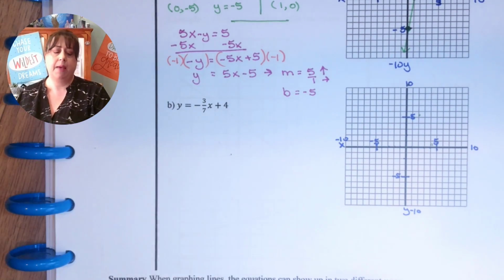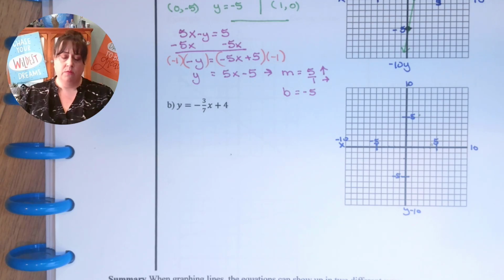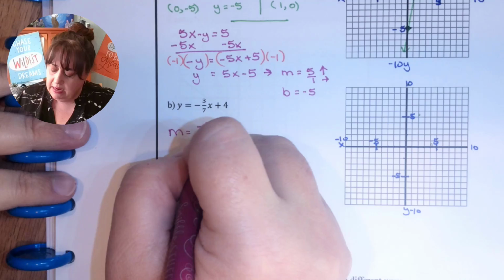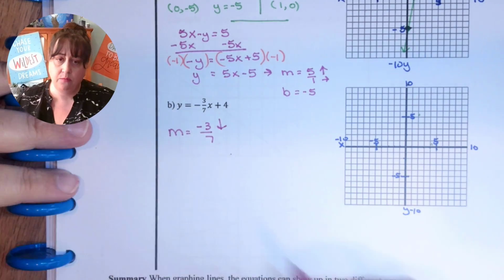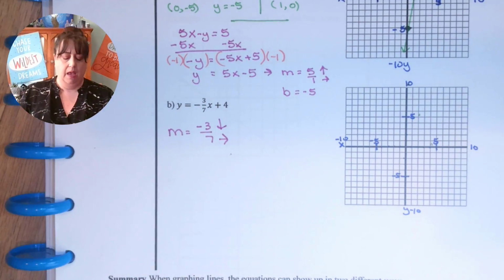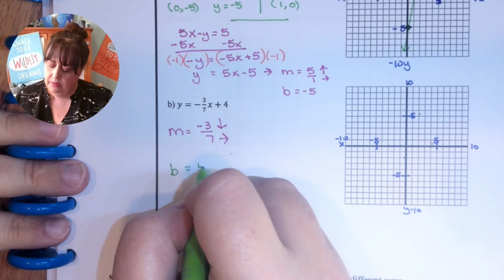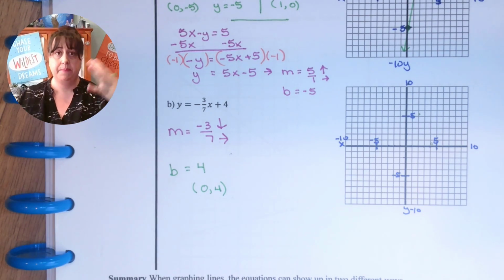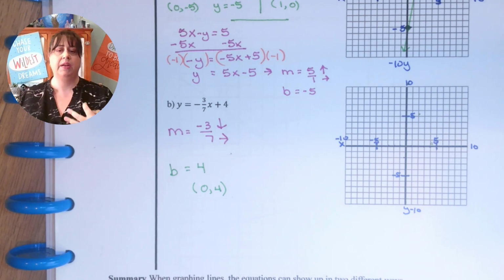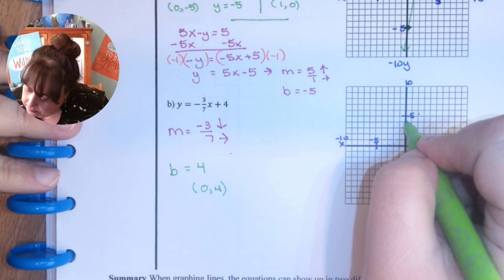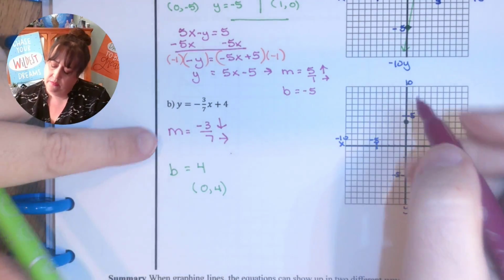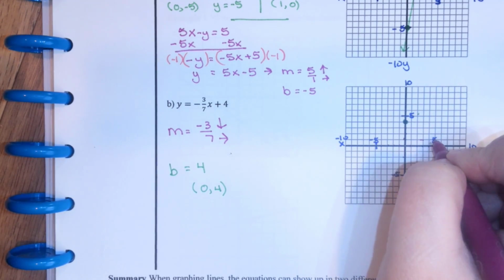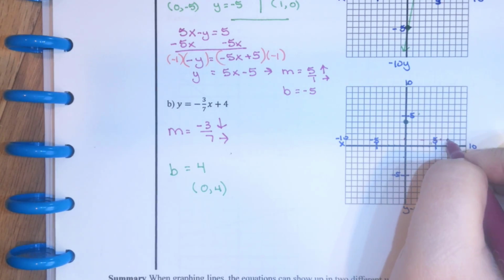This one right here is absolutely already in y equals mx plus b form. So my slope is negative 3 over 7. Down 3, right 7. And then b is 4, which is the point 0, 4. So remember, b begin, m move. So I need to begin at 4. And then I need to move down 3, 1, 2, 3, and over 7. 1, 2, 3, 4, 5, 6, 7.